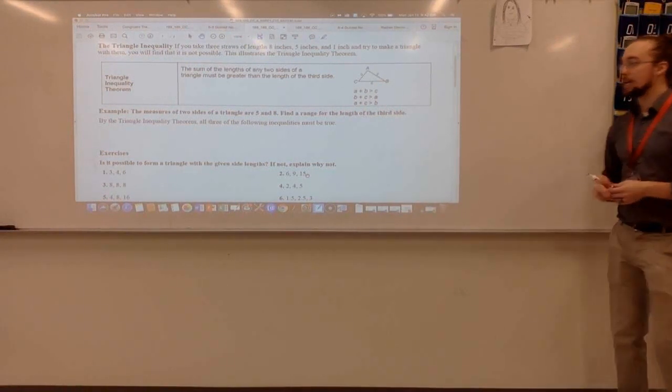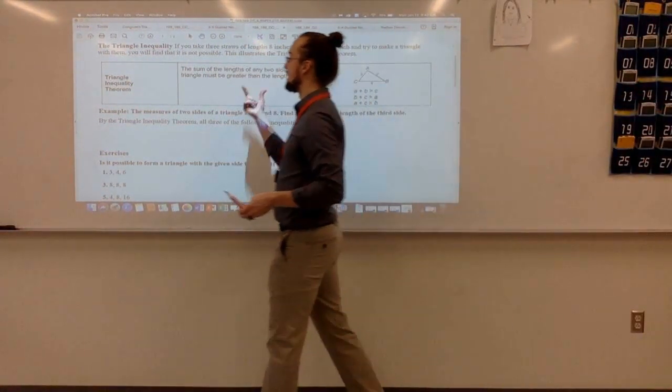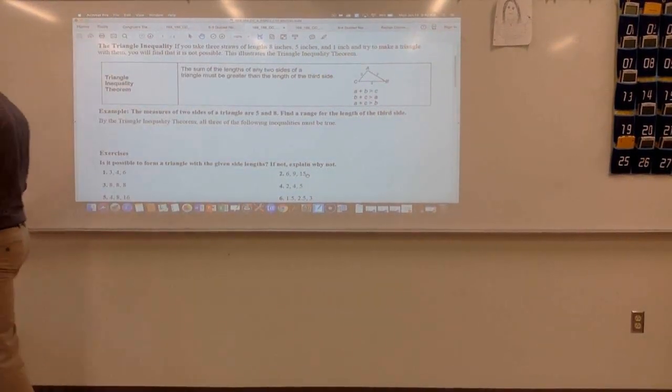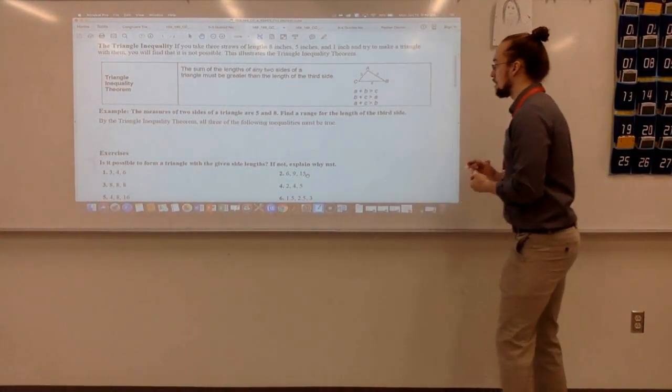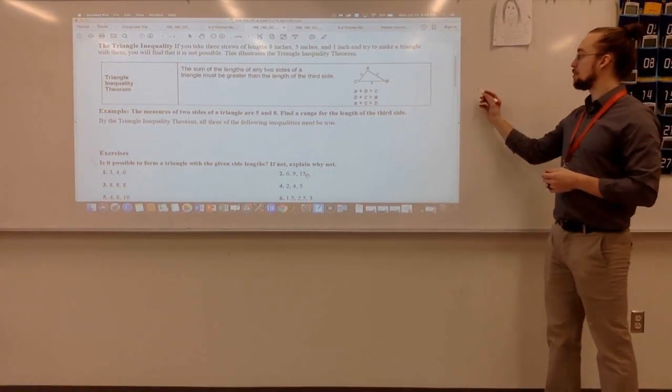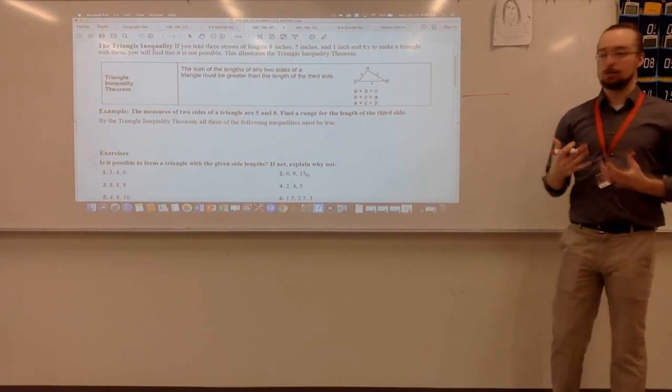The triangle inequality theorem. The triangle inequality theorem just says that the sum of the lengths of any two sides has to be bigger than the third side. So what that means is, if I take three side lengths of a triangle, the two smaller ones have to add up to be bigger than the third one.